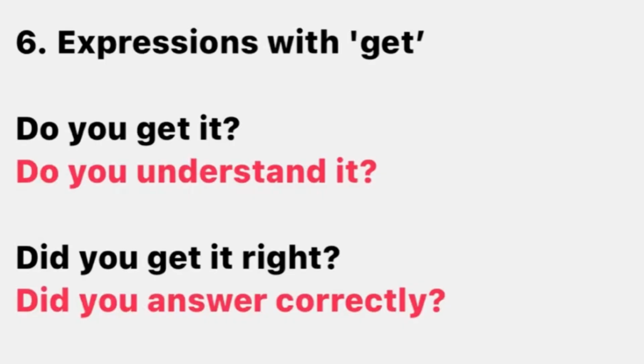Now there are loads of expressions that use the verb to get. So I've chosen 5 for you. I've just realised this is a bit messy. Sorry, I hope you can read it. The first one is, do you get it? And this means, do you understand it? So I often ask my students in class if they get something. I'm asking if they understand something.